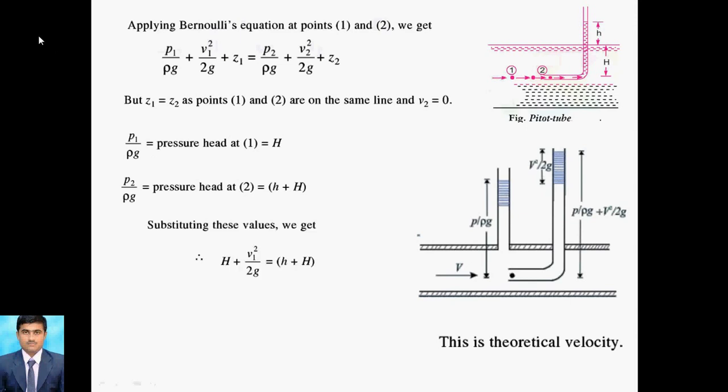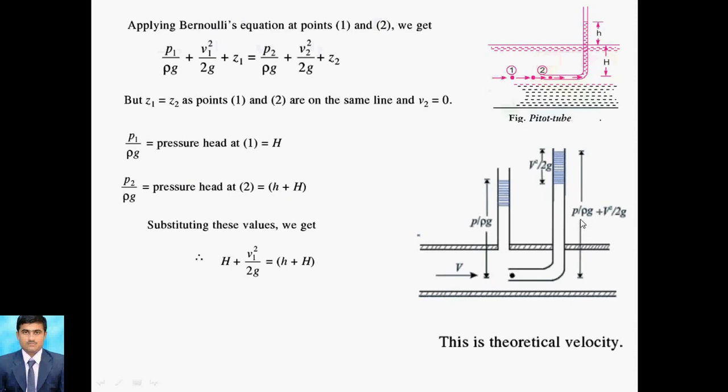So P1 by rho g is capital H, V1 square by 2g stays as it is, Z1 and Z2 cancel out, and P2 by rho g, instead we can write P1 by rho g plus V1 square by 2g, which we can write as capital H plus small h. So this is capital H plus small h.